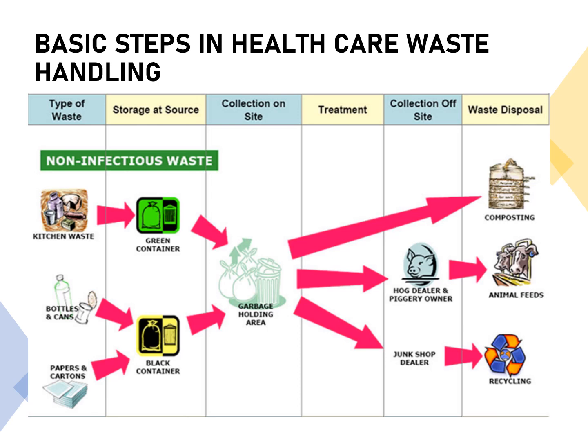And since these types of waste are non-infectious, meaning they don't transmit infection, no treatment is given to these types of waste. So collection off-site, your kitchen waste could go to hog dealers and piggery owners. It can be used to feed their animals. And then your dry non-infectious waste can be given to junk shop dealers for recycling. Also your kitchen waste can be used for composting, or it can be created to become animal feeds. So those are ways on how to dispose and reduce your non-infectious waste.